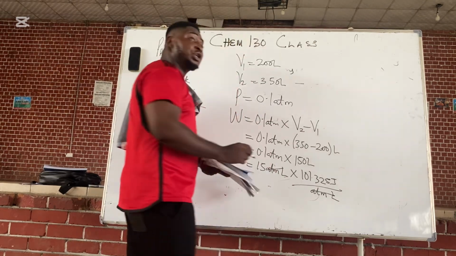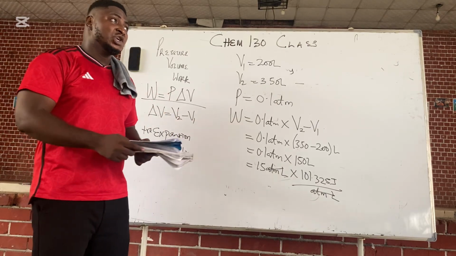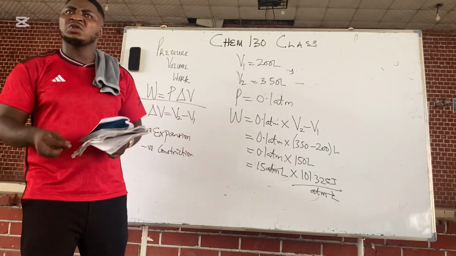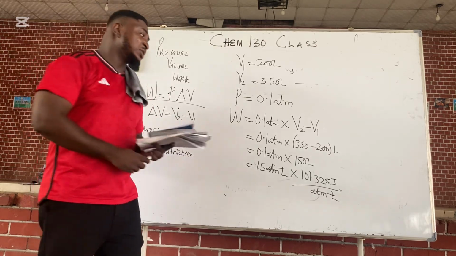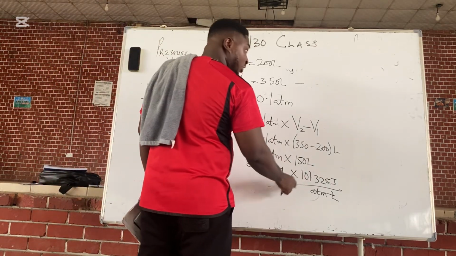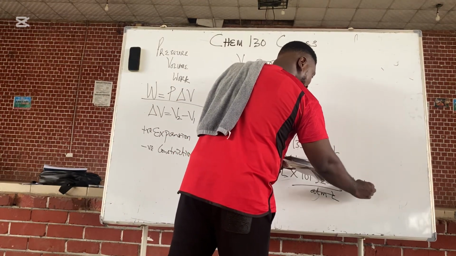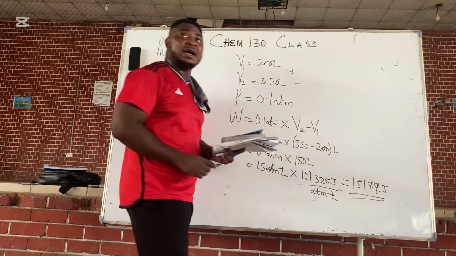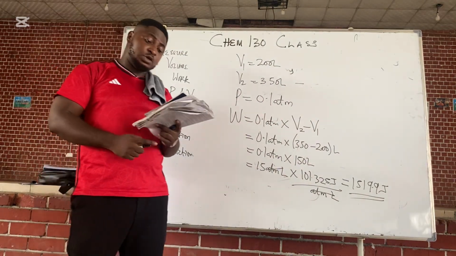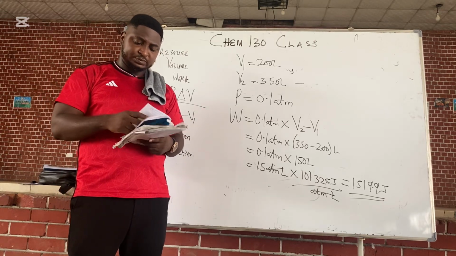If they say find your work done in joules, class, because if you finish solving here, you have your unit in atm liter. Your work done will be in atm liter, but if you're asked to find the work done in joules, you will have to convert from atm liter to joules, multiplying by 101.325. You are going to have 1519.9 joules. This is how you go from atm liters to joules.